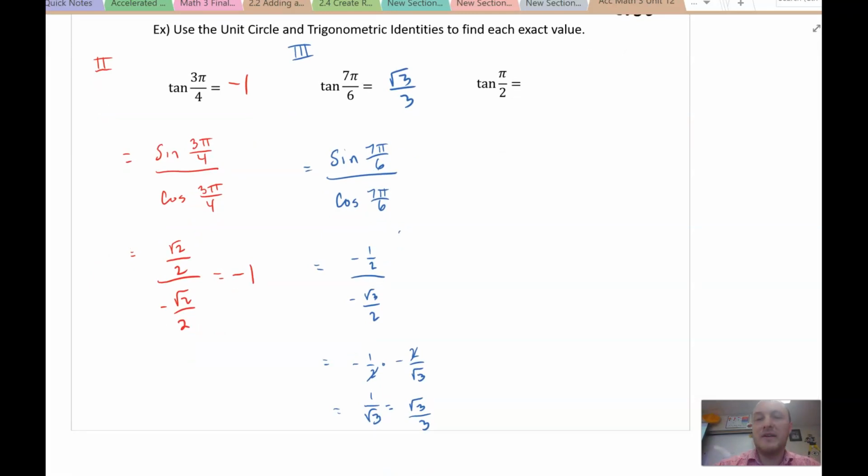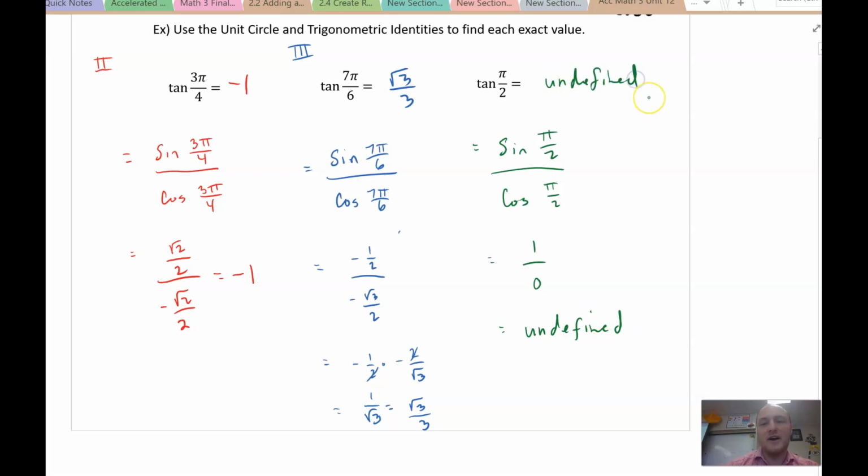Lastly, on this example, we have tan of pi halves. Okay, again, tan is sine over cosine. Okay, pi over 2, that's the North Pole. Your y value is 1. Cosine, your x value is 0. This is undefined, folks. Sounds so old-fashioned. Folks. Undefined. There you have it. Tangent, sine over cosine. Don't forget it.